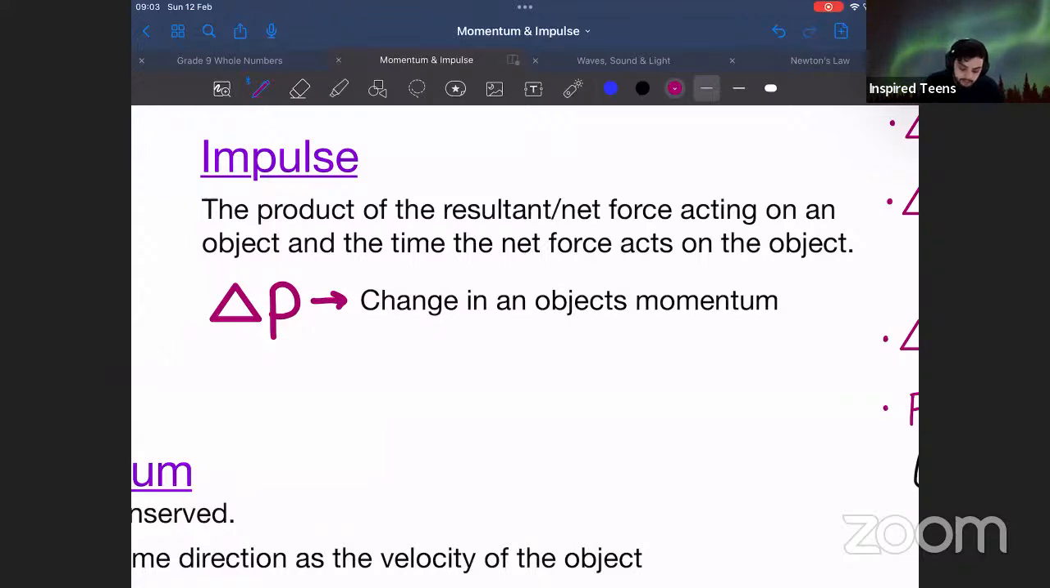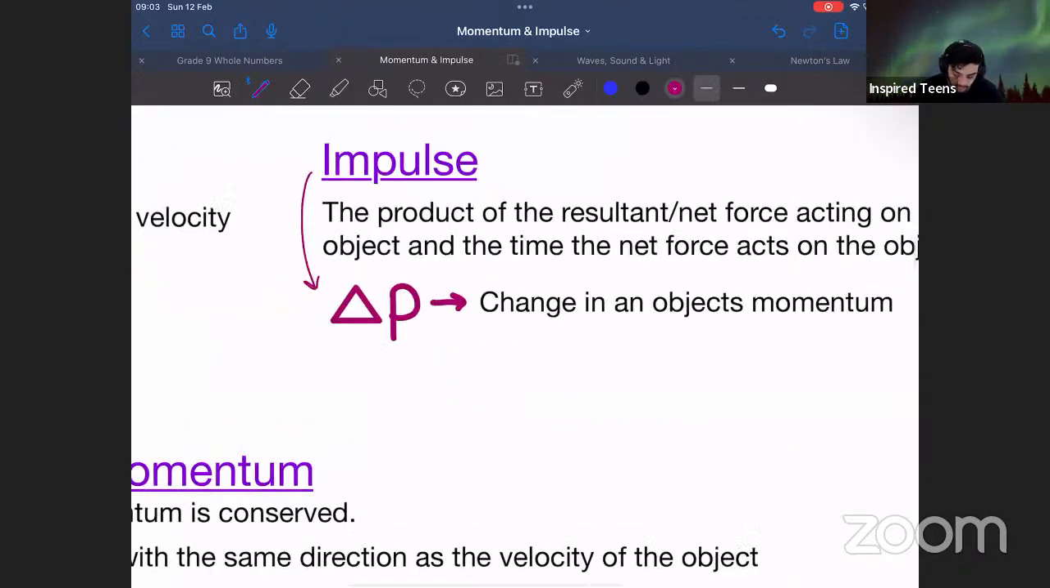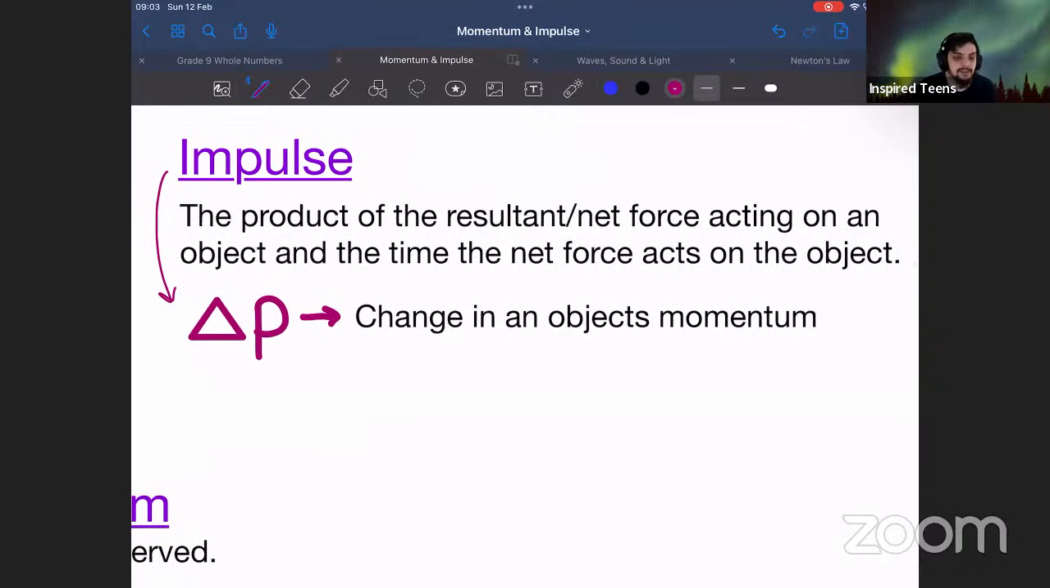The symbol for impulse is delta P. So for momentum, we have P, and for impulse, we have delta P. So impulse is the change. Remember, delta in physics represents change, final minus initial. So the change in the object's momentum, delta P, is known as impulse.